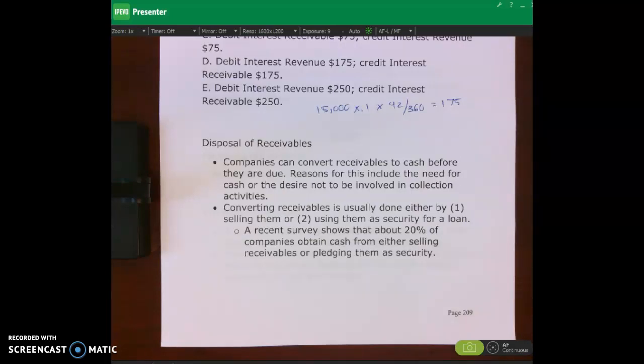Okay? So there's two different ways that they can do this. They can sell their accounts receivables, which is also known as factoring. Or what they could do is to pledge those receivables as collateral for a loan. And so let's talk about those two different scenarios.